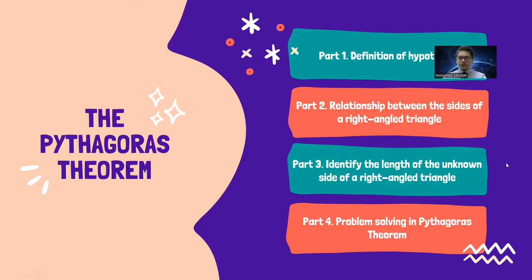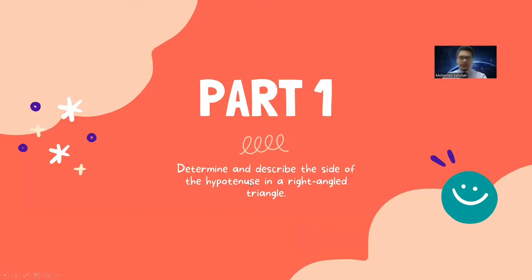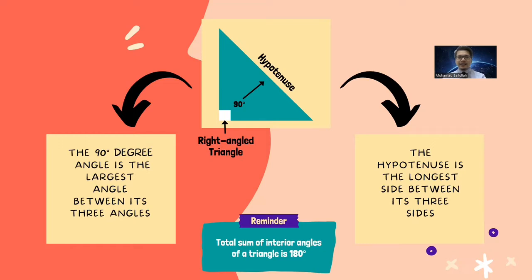Okay, so let's start our first part, which is determine and describe the side of the hypotenuse in a right angle triangle. So class, this is the diagram of a right angle triangle. So what is a right angle triangle? As you can see, a right angle triangle is a triangle that has one angle of 90 degrees. So this is the 90 degree. How do you know? By seeing that there's a square inside the triangle. Any triangle that has 90 degrees will show the square. So you know that that part is 90 degree.